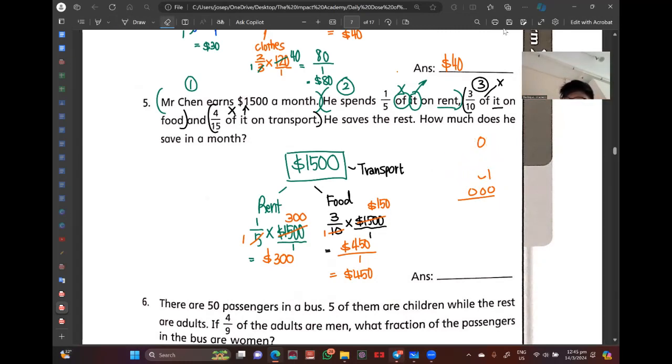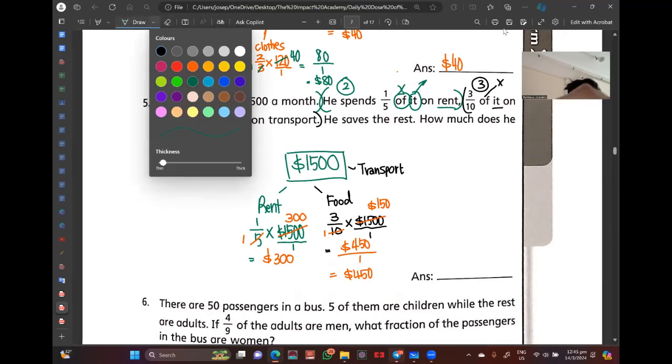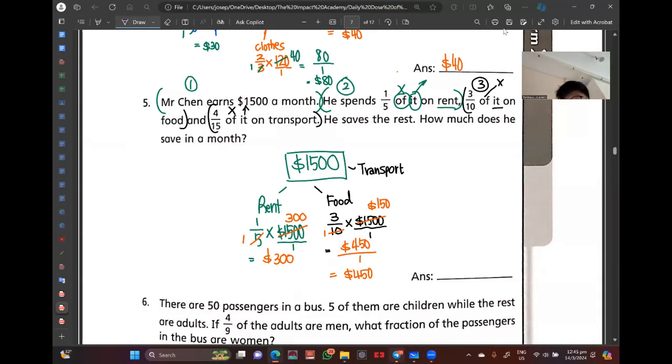Very good. So what should I do? Can you tell me? How do I find transport? 4 over 5 times 1,500 over 1. Agree? Now, can we cancel? Can we cancel 5 and 1,500? Can, right? Both can be divided by 5, correct?